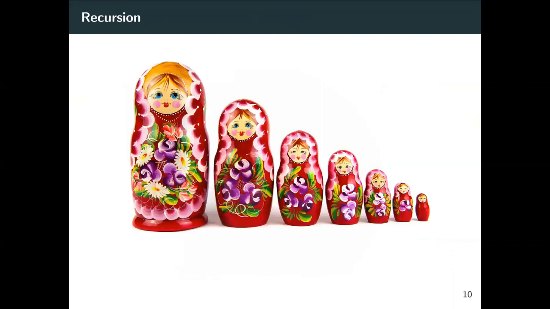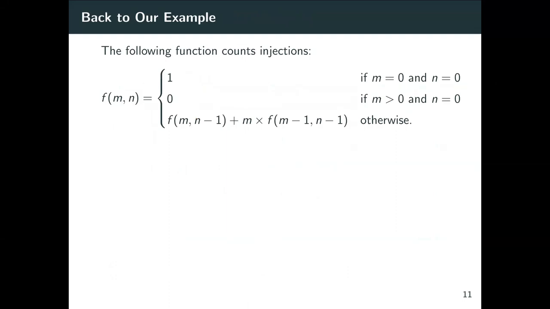Now let's see how recursion comes into play for solving these problems. So here is a recursive function that counts injections. And this is the kind of function that we can generate automatically. If we have no attendees and no seats, then we have a trivial solution of not doing anything. If we have at least one attendee but no seats, then we can't do anything. Otherwise, we pick a seat and we either choose to do nothing with it or we assign it to one out of n attendees and recurse on this simpler sub-problem.